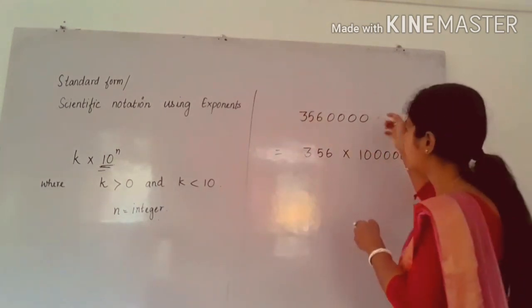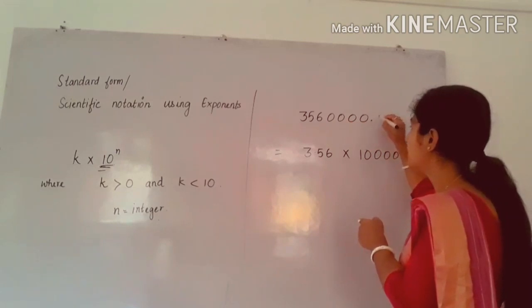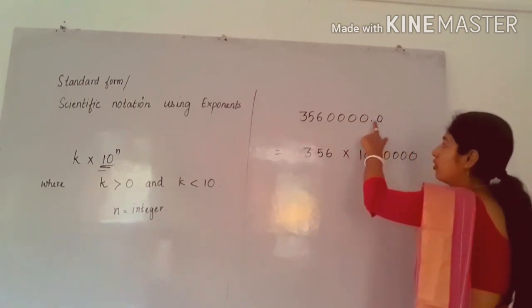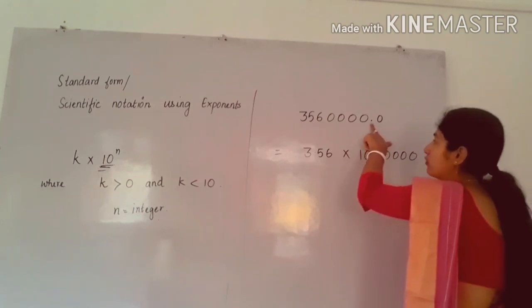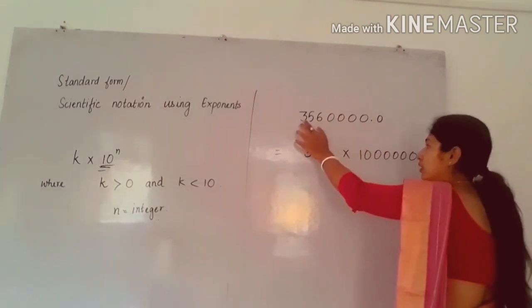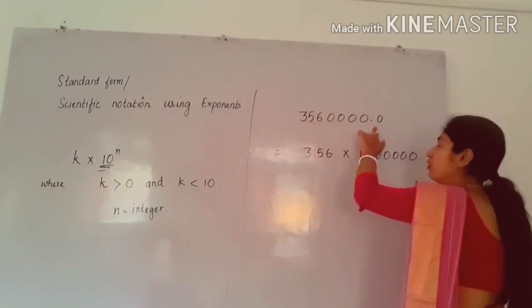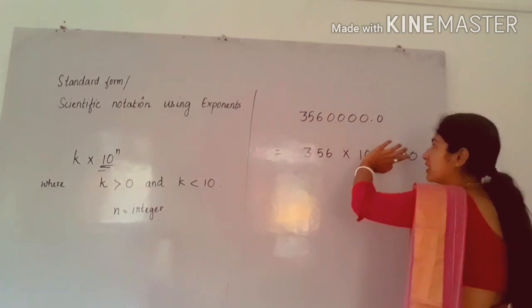From the back side. As you know, this number can be written like this also. So where is the point? The point is after this 0. Now you have to shift this point to this place. That means between 3 and 5 you have to shift the place of the point.